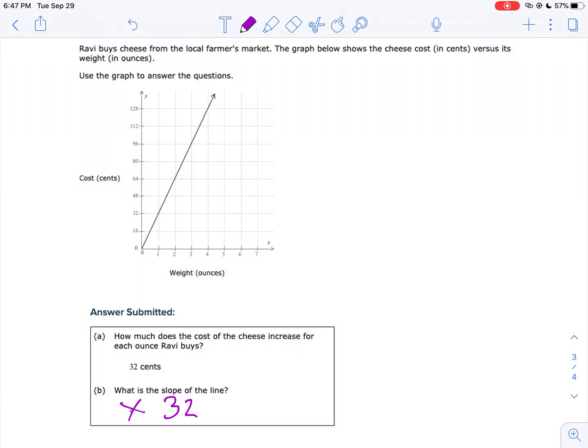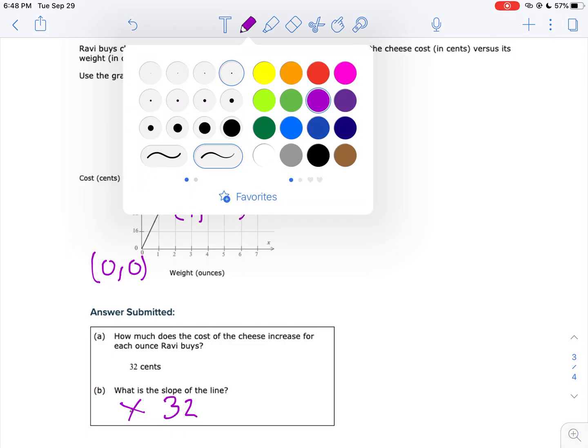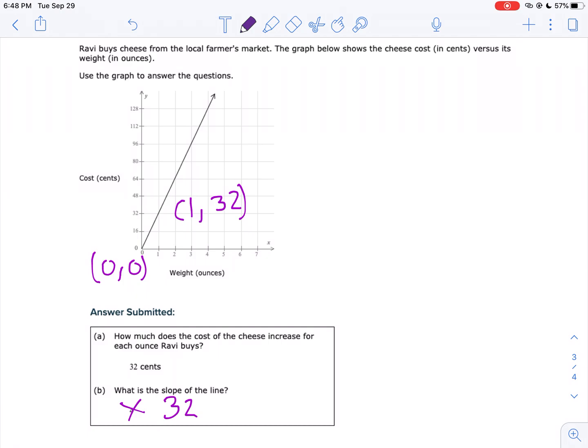Let's go through how we could get that if we didn't figure that out. We know one of our points is at 0, 0. You told me the other point: when it goes up by 1 ounce, it goes up by 32 cents. This is an old question, isn't it? Oh, it's the cost of cheese. Okay. Still, I think it's old. Cheese isn't that cheap.